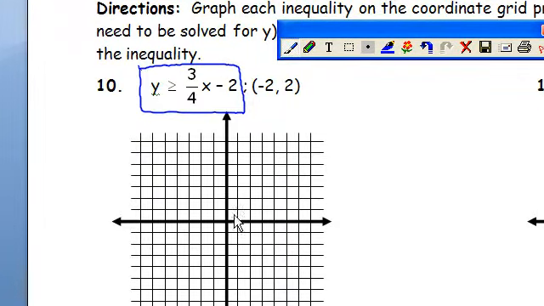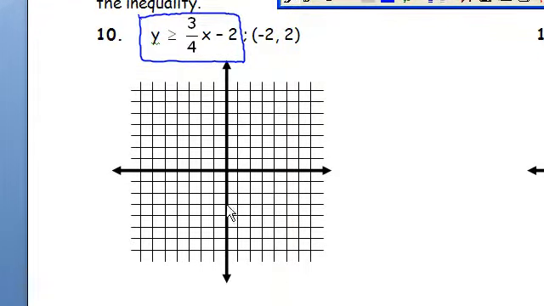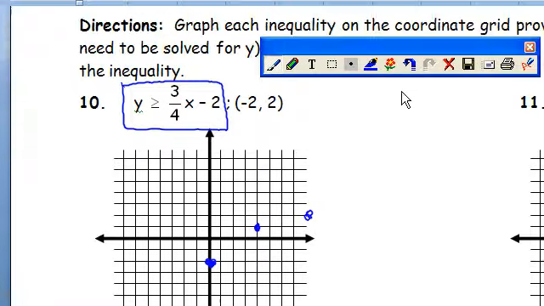So, I'm going to just graph these. I'm going to assume that you know how to graph. So there's our -2. Rise is 3, run is 4. 1, 2, 3, 4. 1, 2, 3, 4. Oops, wait, what's going on here? 1, 2, 3. 1, 2, 3, 4. Okay.